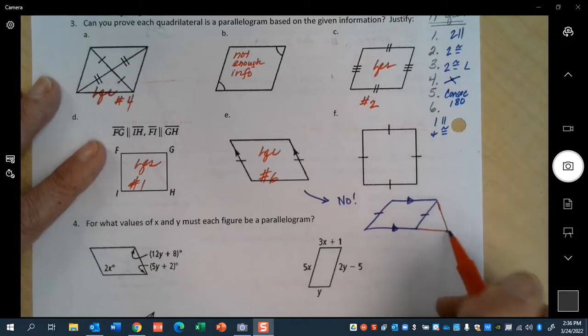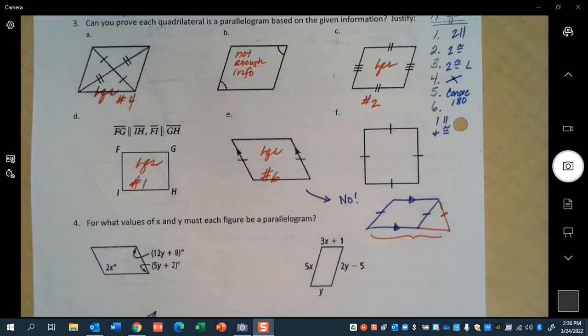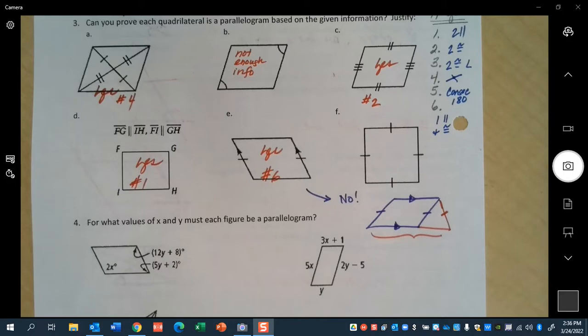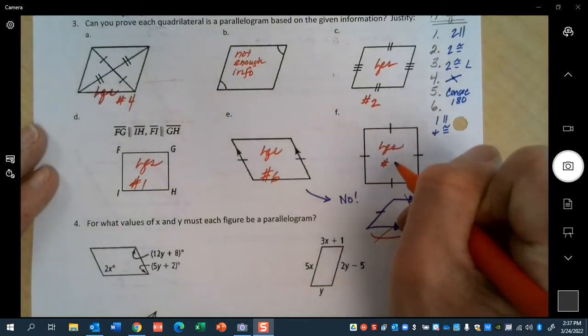If I don't have a set length for this, no one says that I don't have a trapezoid. If I have one set of parallel sides and one set of congruent sides, nobody tells me whether that's a trapezoid or a parallelogram. So if it's the same set, the same length and parallel, then yes it is. This is not a parallelogram.